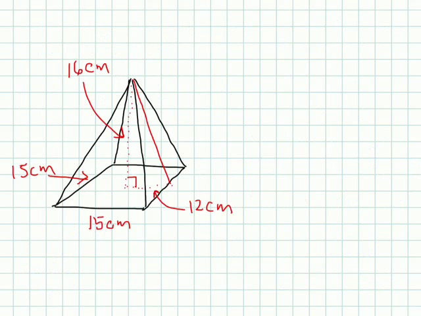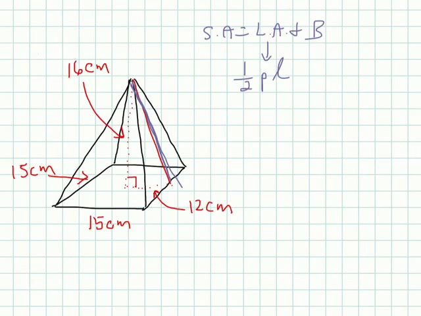Next, we'll be looking at a different version of this problem where you can see what we're missing, and I'll do this in purple, is our slant height. So again, the surface area is going to be our lateral area plus the area of the base. And our lateral area is going to be 1/2 the perimeter times the slant height.